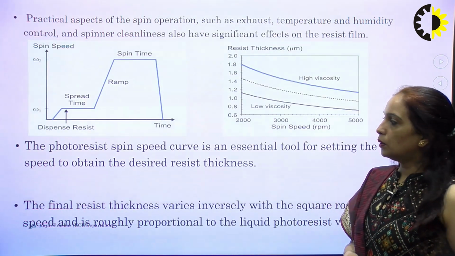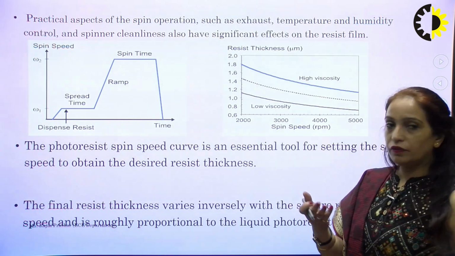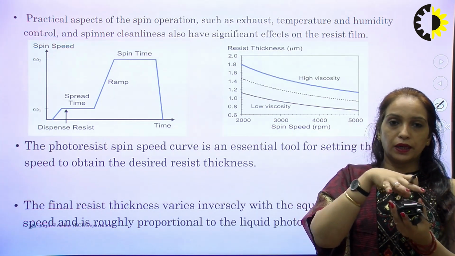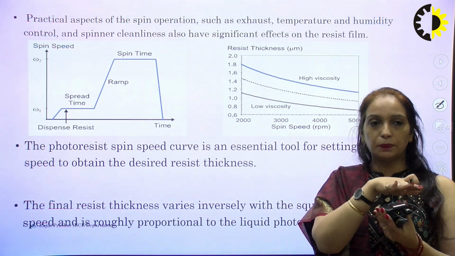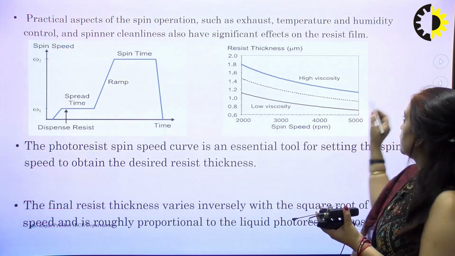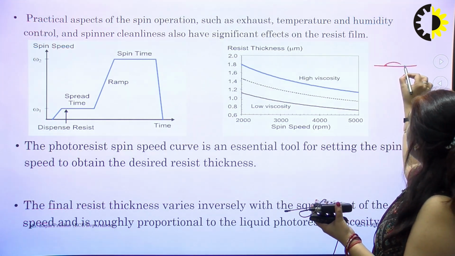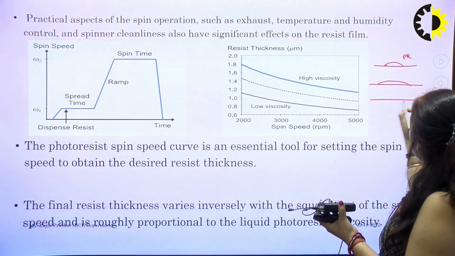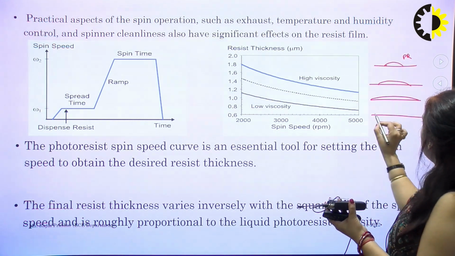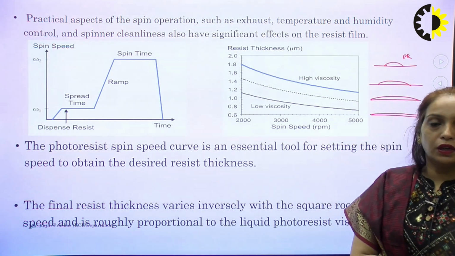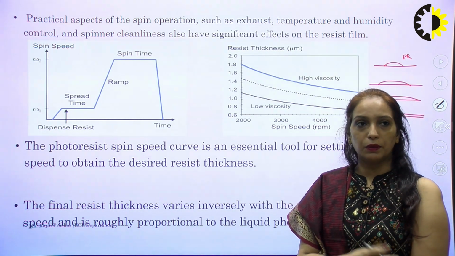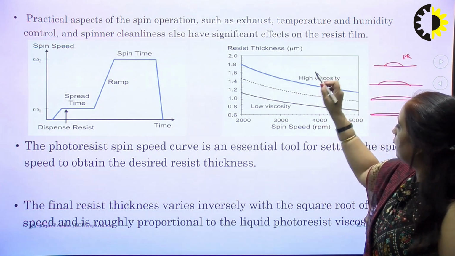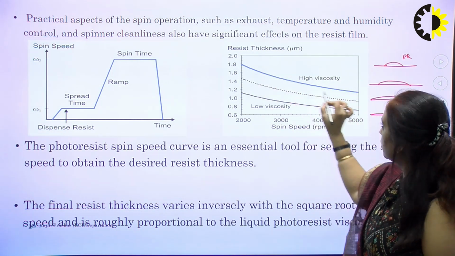So if we have a very thick liquid and we rotate the substrate at a very high speed, that PR will be spread all over the wafer, right? Initially, if your PR is like this, if you rotate it at a very high speed, it will be spread like this, and finally we are going to have a very thin layer. So if you increase the RPM, then depending upon the viscosity, the thickness of the resist will decrease.